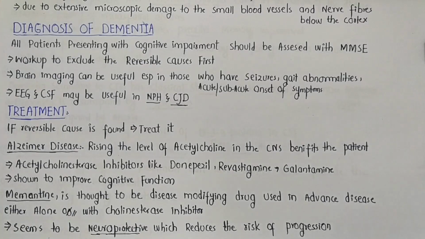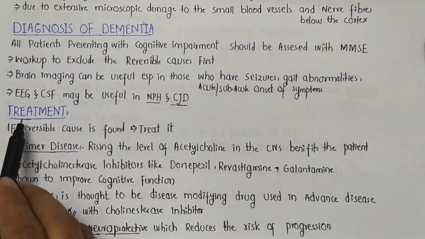So this was something about dementia. We talked about the definition of dementia, how we will actually differentiate dementia from delirium. We talked about the different causes of dementia, the reversible causes, the irreversible causes. Then we talked about the clinical presentation, in which we discussed the different irreversible causes of dementia in detail. And then we talked about the diagnosis of dementia, how we actually diagnose dementia. And in the last, we talked about the treatment of Alzheimer disease.